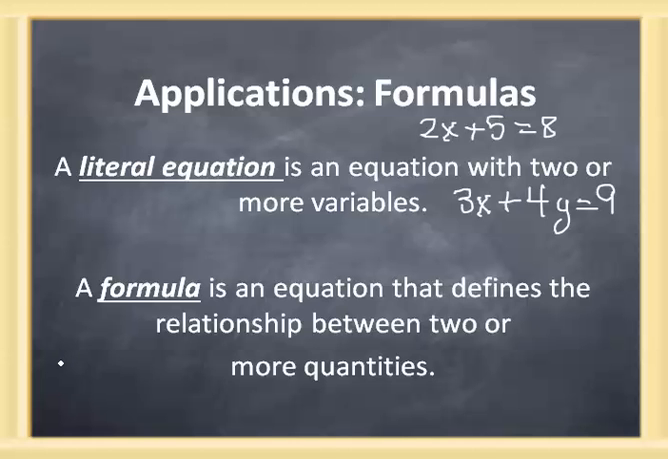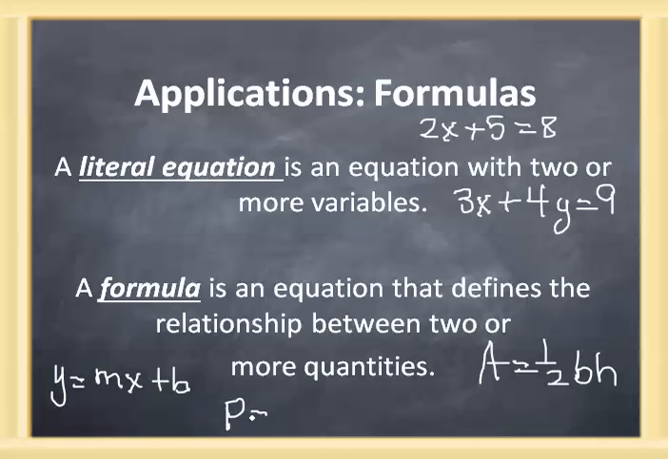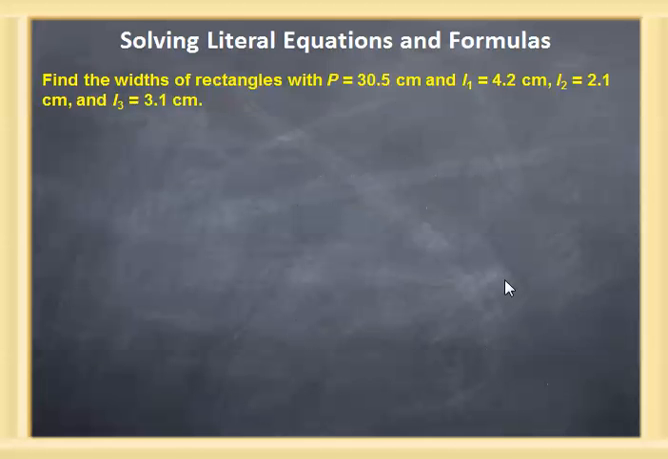Okay? Could it have 2? Yeah. Could it have 3? Yeah. But generally, we think about it like y equals mx plus b, where there's all these different letters. Or A equals 1/2 bh. Or P equals 2L plus 2W. That's a formula. Basically, we're going to use those to plug and chug.